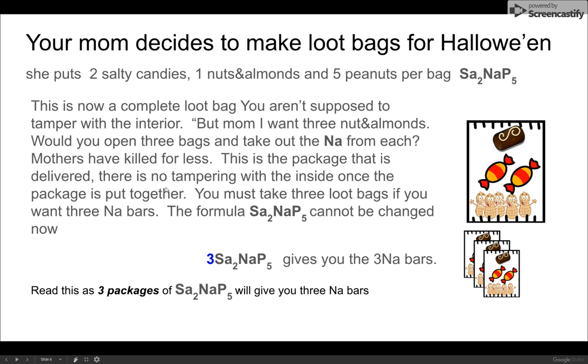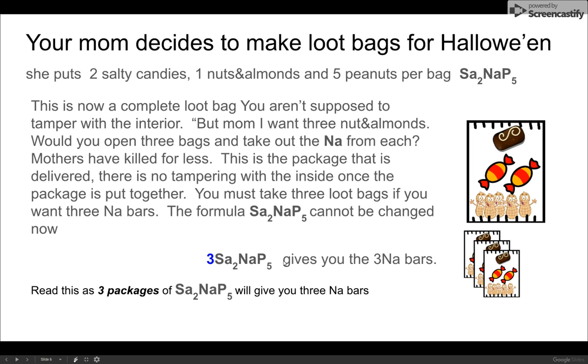This is the package that is delivered. You don't tamper with the inside once the package is put together. You must take 3 loot bags if you want 3 nut and almond bars. The formula Sa2NaP5 was determined by your mother and you cannot change it now. So this is what you need to do if you want 3 nut and almond bars.